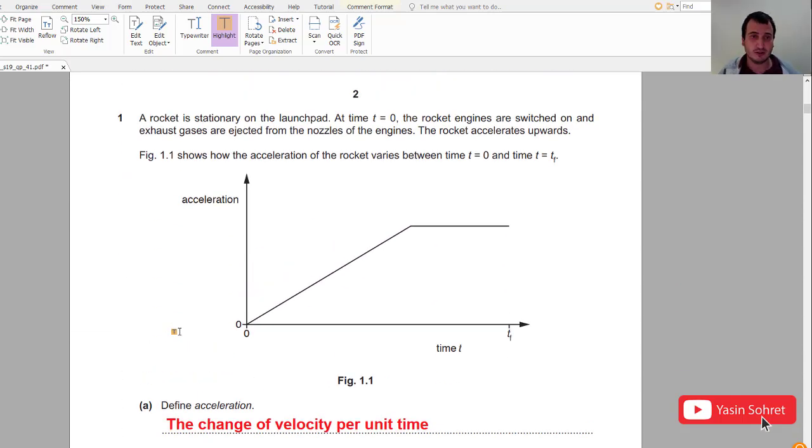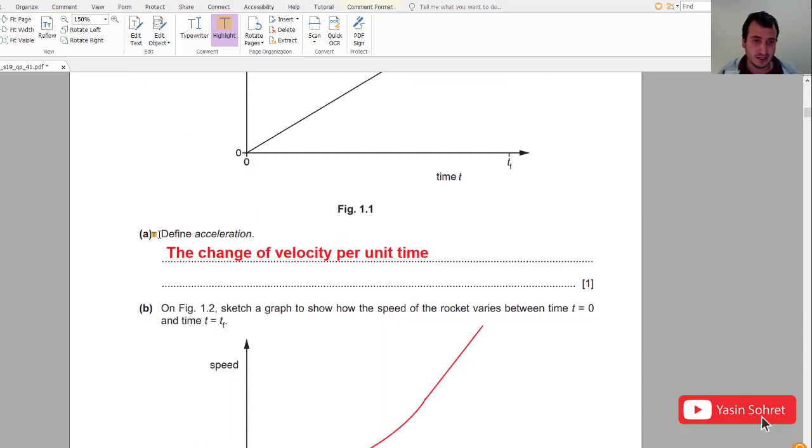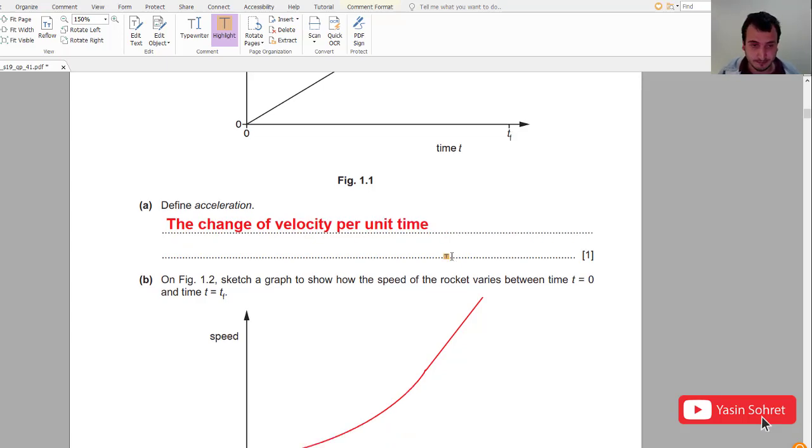And question one: a rocket is stationary on the launch pad at time t equal to zero. The rocket engines are switched on, exhaust gases are ejected from the nozzles of the engine, and the rocket accelerates upwards. The acceleration-time graph is given in the question. The first part is: define acceleration. As you know, acceleration is the change of velocity per unit time.